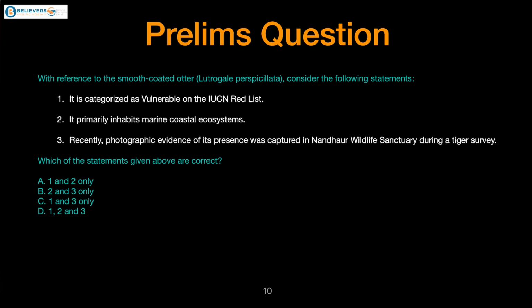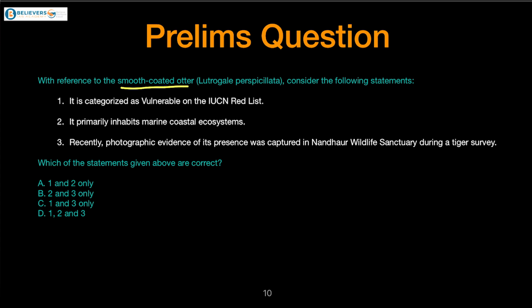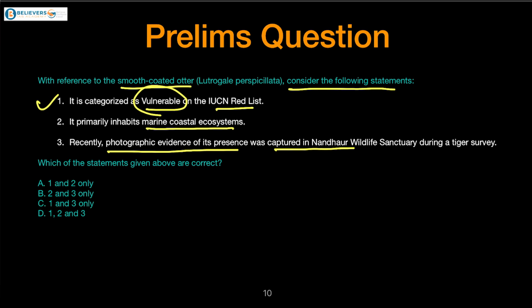So, one prelims question: with reference to the smooth-coated otter, consider the following statements. It is categorized as vulnerable on the IUCN Red List. It primarily inhabits marine coastal ecosystems. Recent photographic evidence of its presence was captured in Nandwar Wildlife Sanctuary during a tiger survey. Which of the statements are correct? Please make use of the comment section, leave your answers, and also please make short, crisp notes.